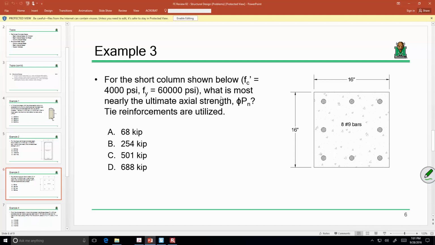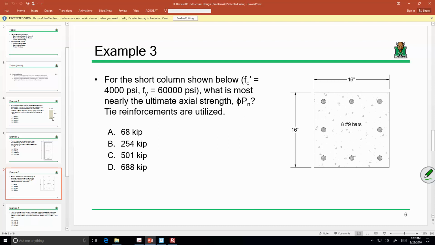Okay. All right. Another simple one in reinforced concrete design, and this one is really simple. For the short columns shown below, we've got an FC prime of 4,000 psi, Fy of 60,000 psi. What is most nearly the ultimate axial strength PN? Tie reinforcements are utilized. Remember, in reinforced concrete design, there were different factors with tied columns versus spirally reinforced columns. Y'all remember that? But if you look in your reference manual, go to the section that has columns.